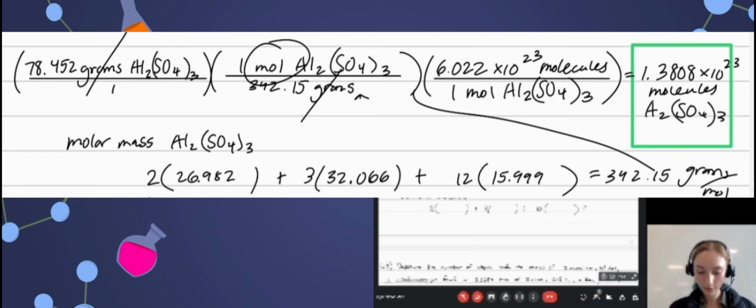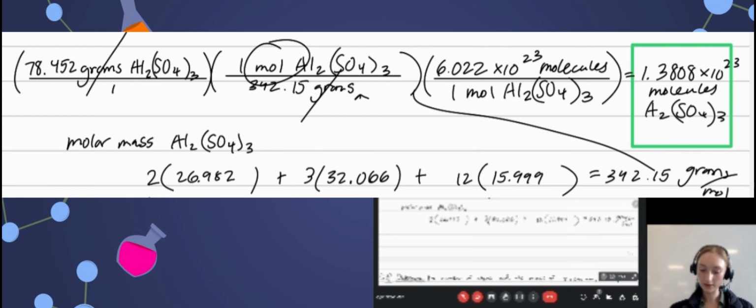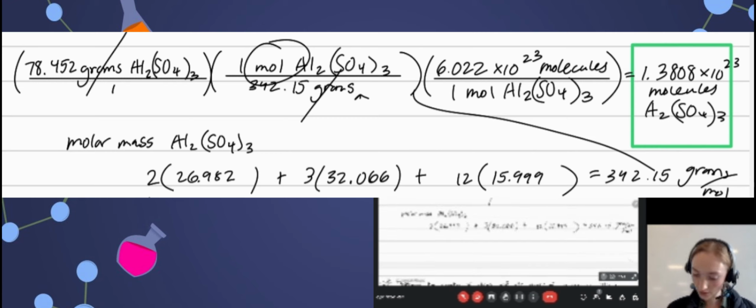So for aluminum, we had 26.982. And for sulfur, we had 32.066, and for oxygen, we have 15.999. So adding up all of these and multiplying all these numbers out, we will get a value of 342.15 grams per mole. So now that we have the molar mass of this compound, we can put that into the unit conversion right here.